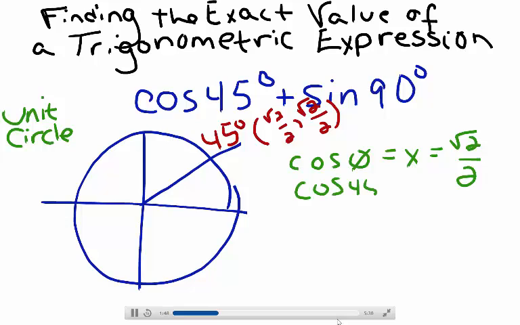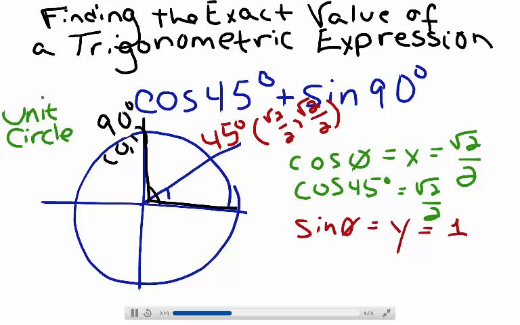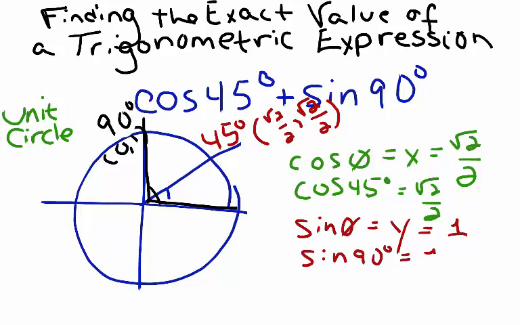So cosine 45 degrees equals square root 2 over 2. Now let's consider a 90-degree angle. The coordinate points for a 90-degree angle are 0 and 1. Sine of theta equals y, which in this case is equal to 1. So, sine of 90 degrees is equal to 1.